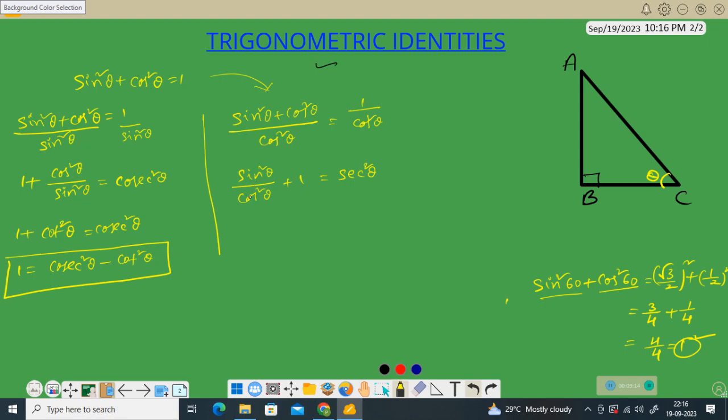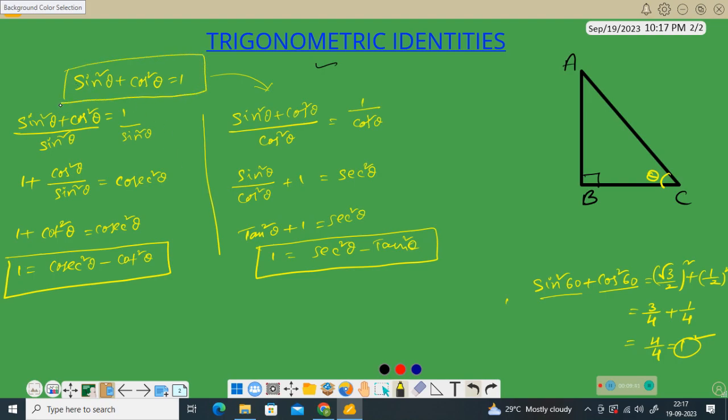So sin theta by cos theta, how can I write it? Tan theta. So tan squared is there, so tan squared theta plus 1 is equal to secant squared theta. Now send this tan squared theta to the RHS, means what do we get? 1 is equal to secant squared theta minus tan squared theta. Okay, so it is the third identity. So the first identity: sin squared theta plus cos squared theta is equal to 1. Second one: cosecant squared theta minus cot squared theta is equal to 1. And the third one: secant squared theta minus tan squared theta is equal to 1.